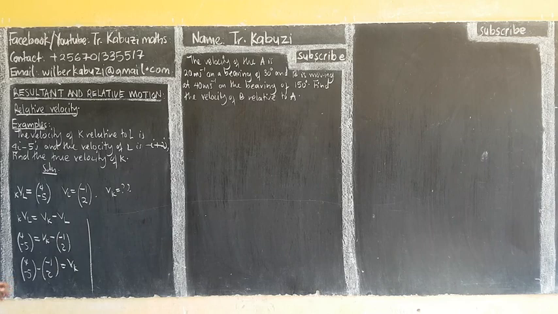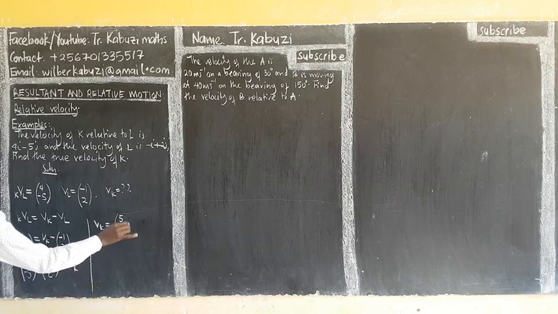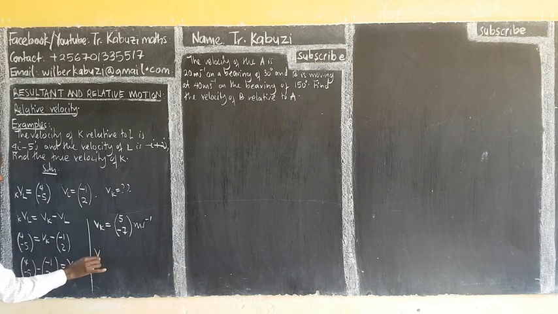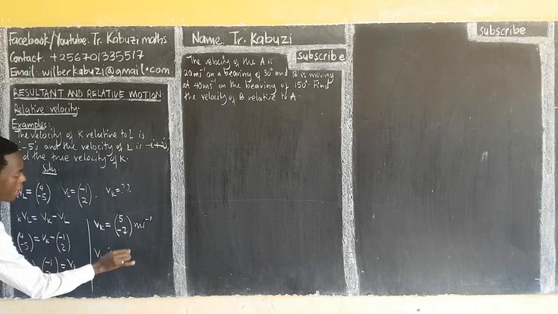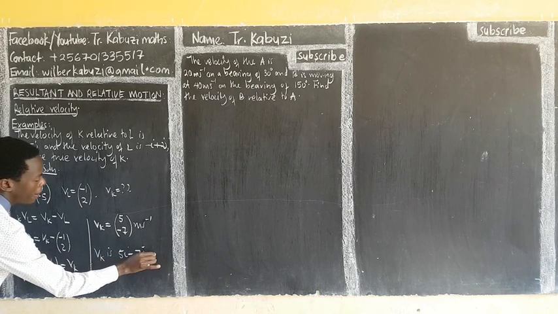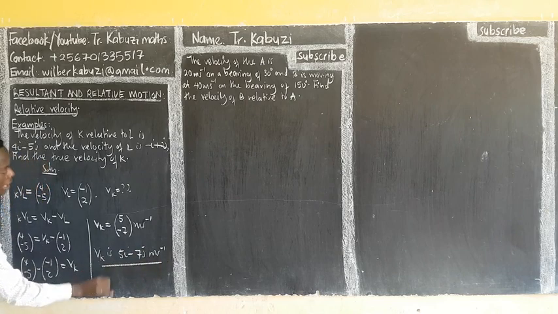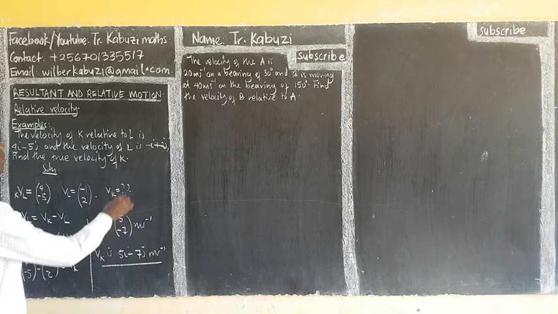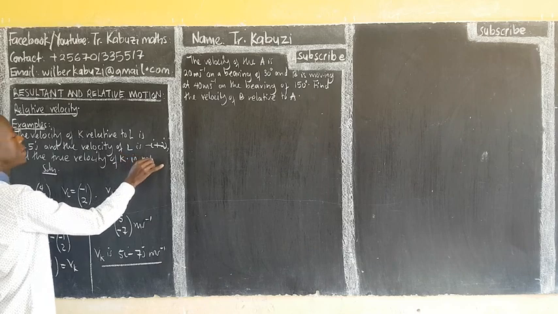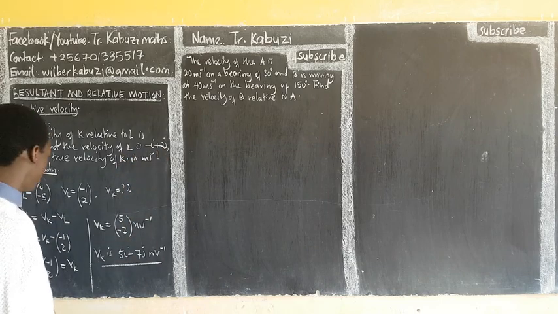And from there, when you simplify, the velocity of K is going to be 4 minus minus 1, which gives 5, and negative 5 minus 2, that would be negative 7 meters per second. So now my velocity of K is 5i minus 7j meters per second, as simple as that. Meters per second, then add that also.